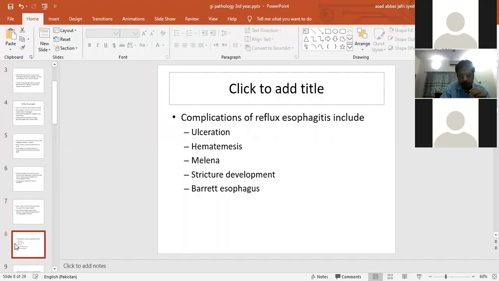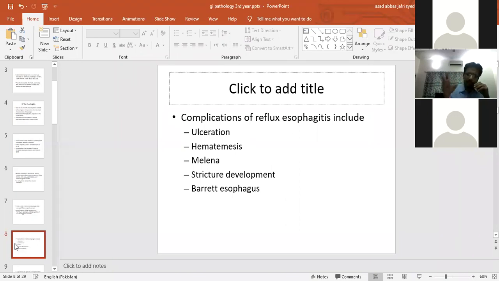Now, complications of reflux esophagitis include ulceration, obviously, because of increased acid. In very severe cases, in very long-standing and chronic cases, or especially in patients who are also taking alcohol or smoking heavily, the patients may have hematemesis, that is blood in the vomit. Obviously, if the bleeding is very subtle or the ulcer is small, it bleeds and the blood passes into the stomach, and ultimately it gets digested and passes into the feces. That's why it presents as upper GI bleed or melena, that is black stools.